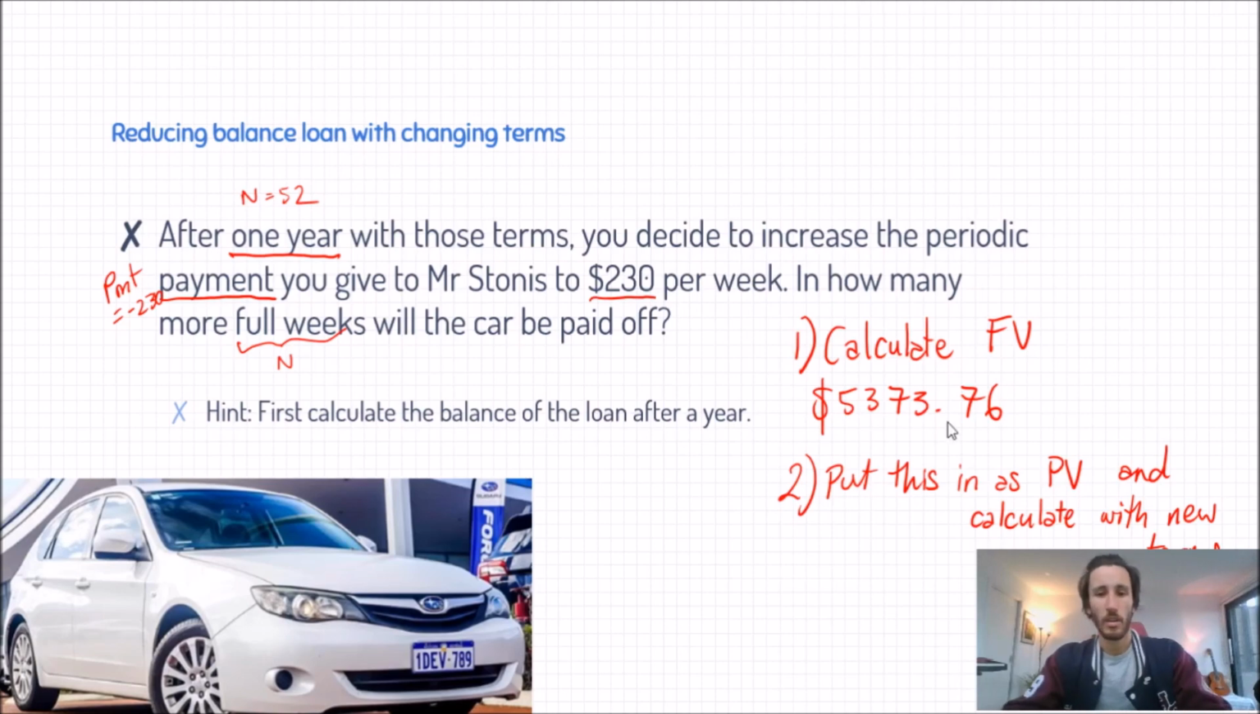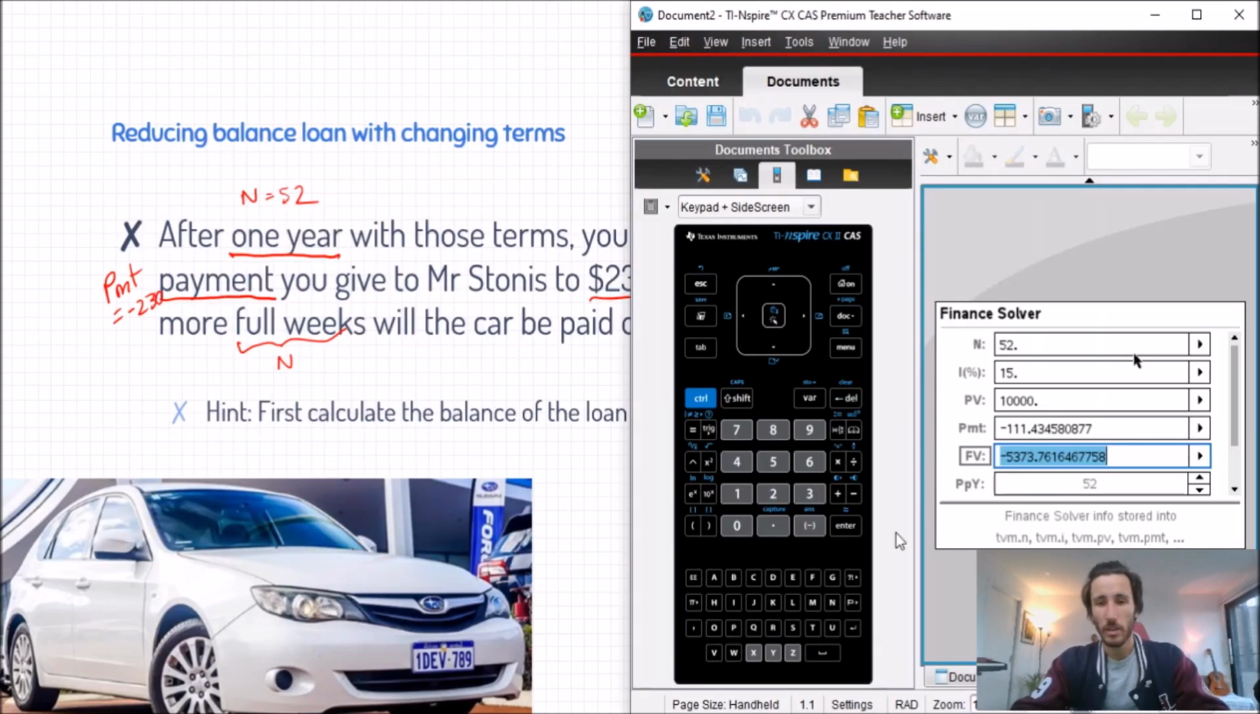So we need to now get this value here, Control C, and then copy it here. The only difference is we need to change this to a positive. If your present value was positive initially before the change of terms, then it stays positive after the change of terms. So we need to change the sign in that case.